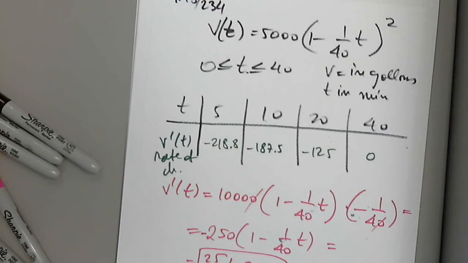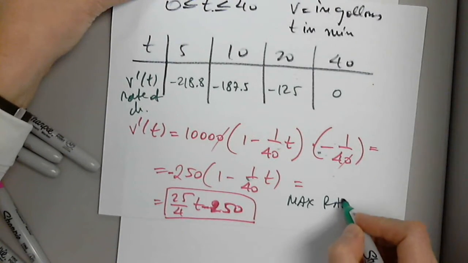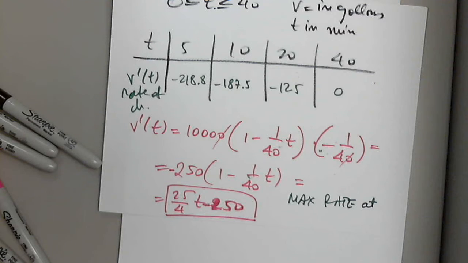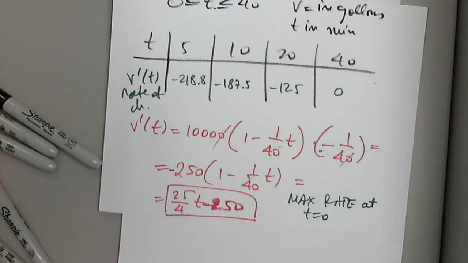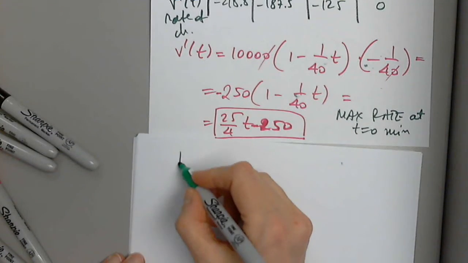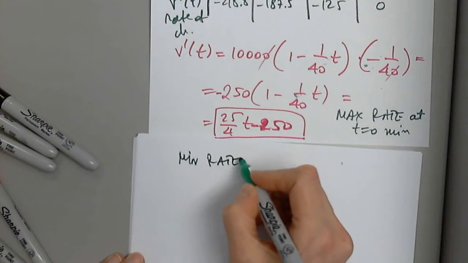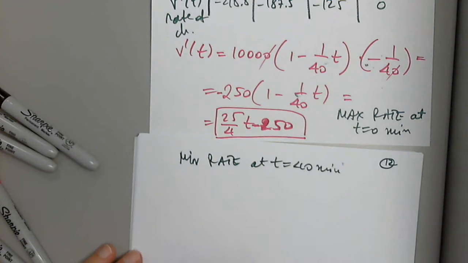Okay, at what time is the slowest? When is the slowest? So I will write max rate at t equals 0 minutes. That's the max rate. And what about the slowest? We already know. At 40, very good. Slowest, min rate at t equals 40 minutes. Perfect.